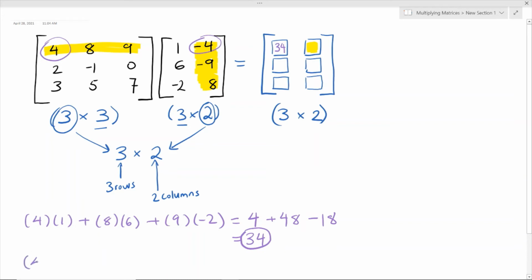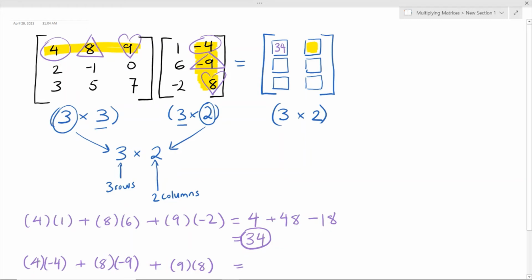So 4 times -4, plus, we have to add them together, the second entry 8 times the second entry -9. So take 8 times -9. And then the third one, 9 in the row, and 8 is also the third one in the column. So 9 times 8. Write them in just like that.